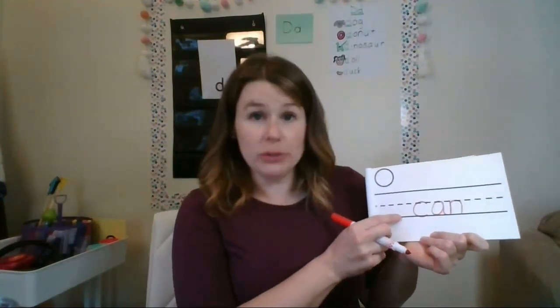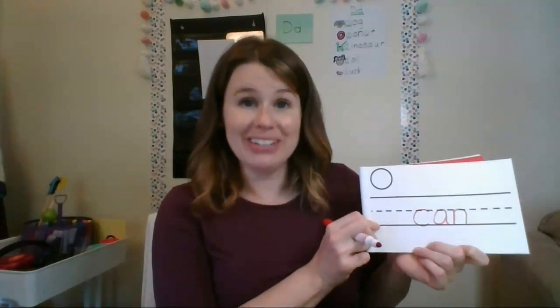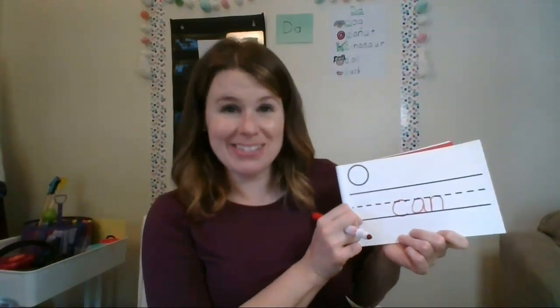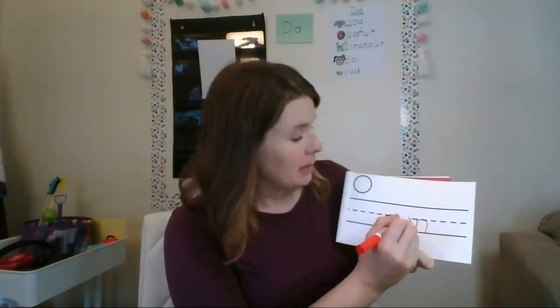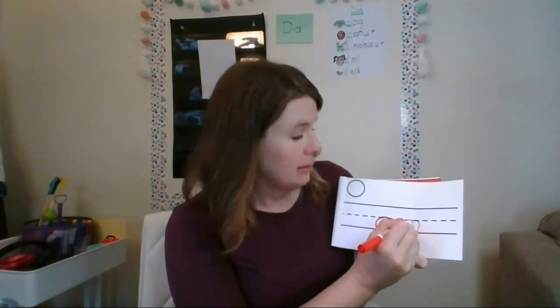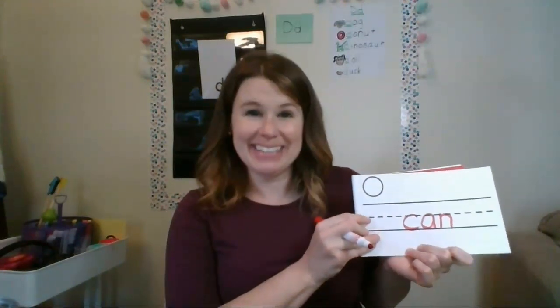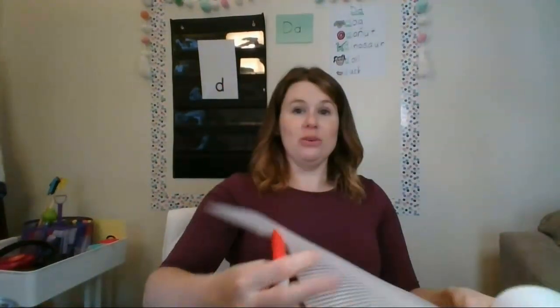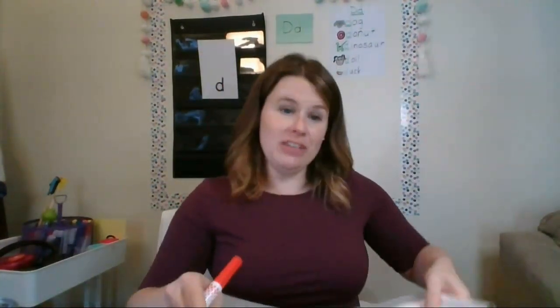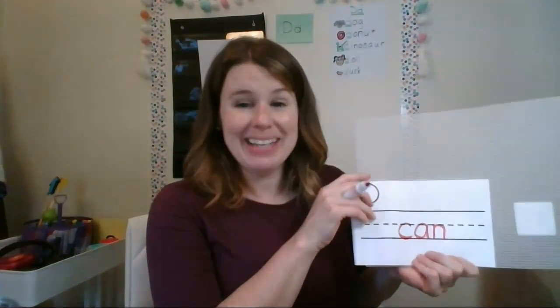Go ahead and write the word can with me. Say each letter as you write it. 1, 2, 3. Let's hear it. C, A, N, can. If you have your canvas at home with you, you could slide your canvas underneath the page. And then we can write it one more time with the canvas underneath. If you don't have your canvas, that's okay. Just write the word again with me.